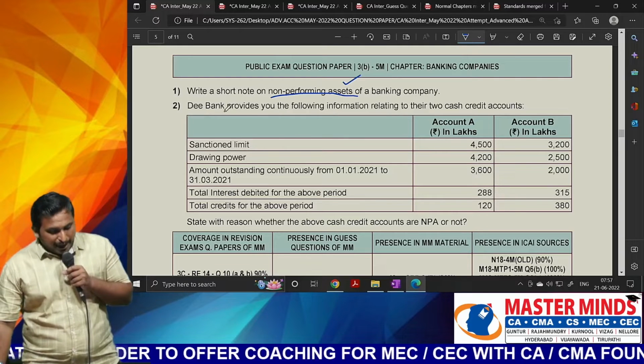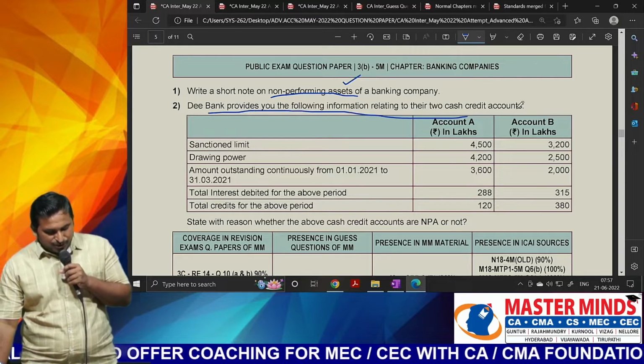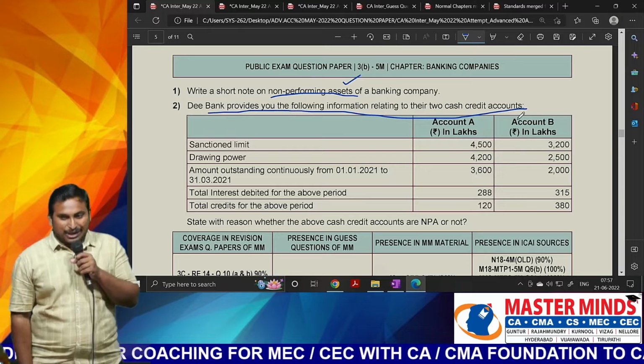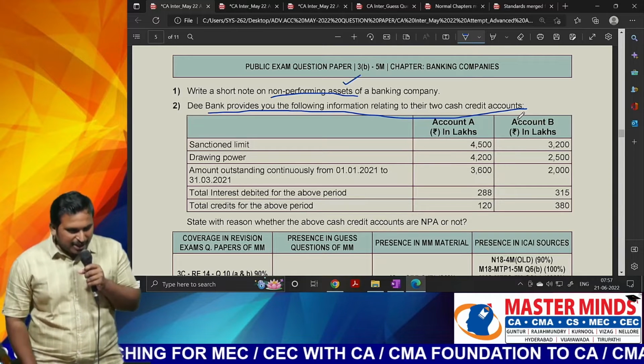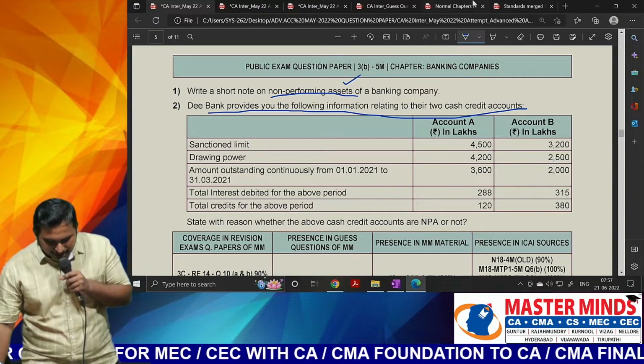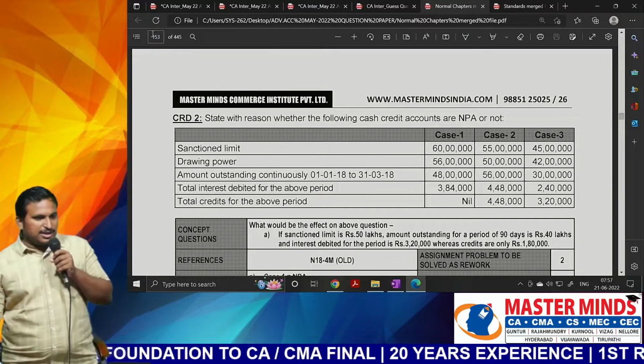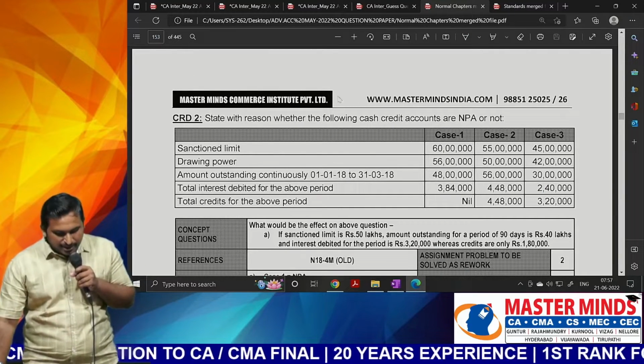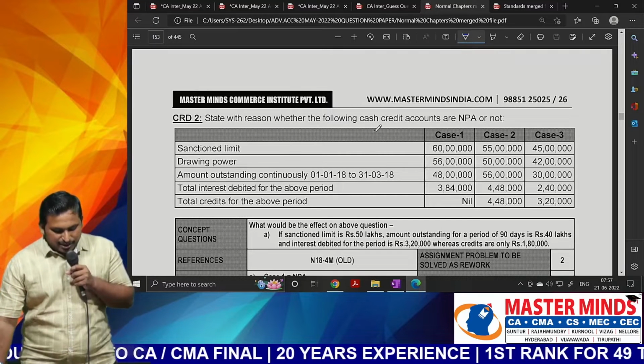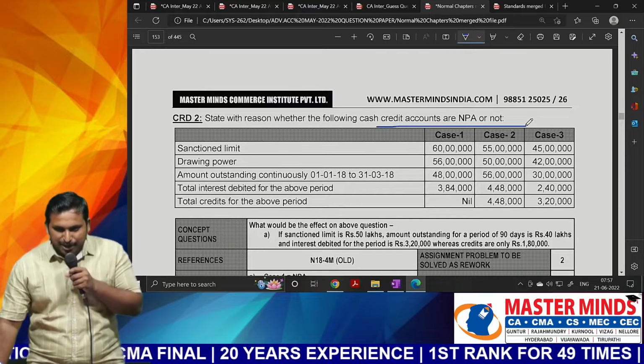Then, D Bank provides you the following information relating to their two cash credit accounts. I think such a question was there exactly in our material. Now let me show you, sir. Okay, so this was the question, CRT 2, sir, in our material. State with reason whether the following cash credit accounts are NPA or not.